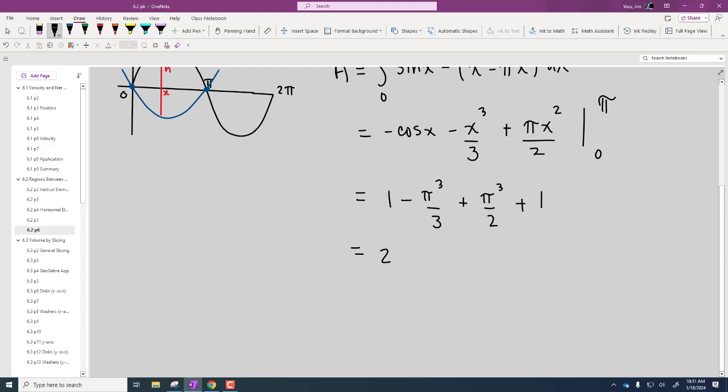If we combine these pi cubed terms, let's see, if we multiply that one by 3, we're going to have 3 pi cubed there and minus 2 pi cubed, so we're going to get 1 pi cubed over 6. And that'll be the area.